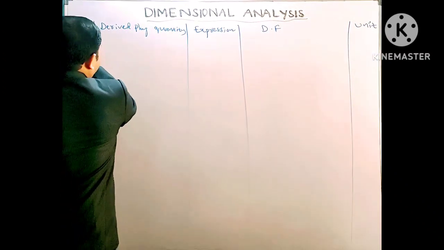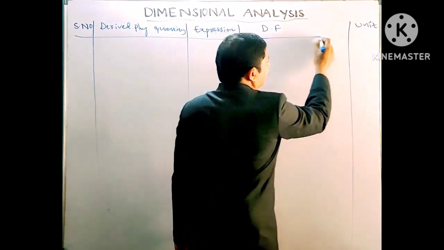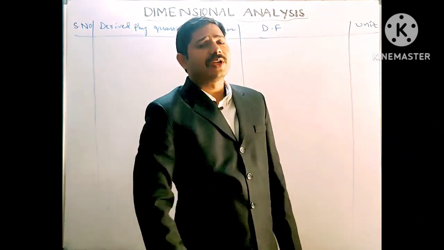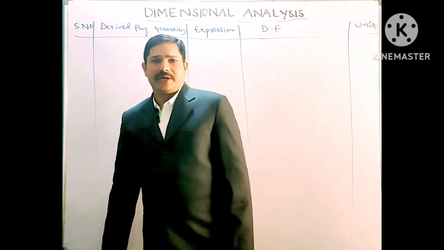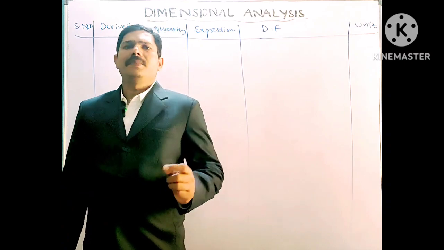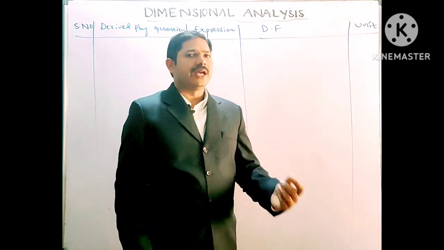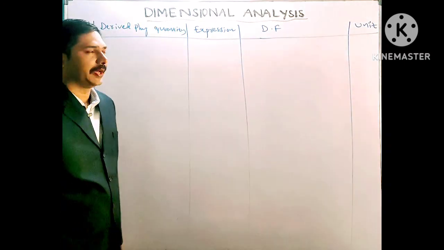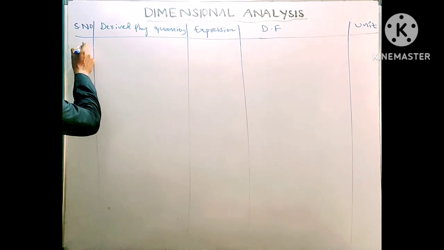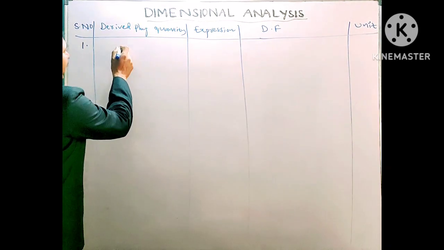Here nearly 50 dimensional formulas are there for derived physical quantities. So we will discuss those 50 dimensional formulas now by a very easy method. Here, first one, for example, area.